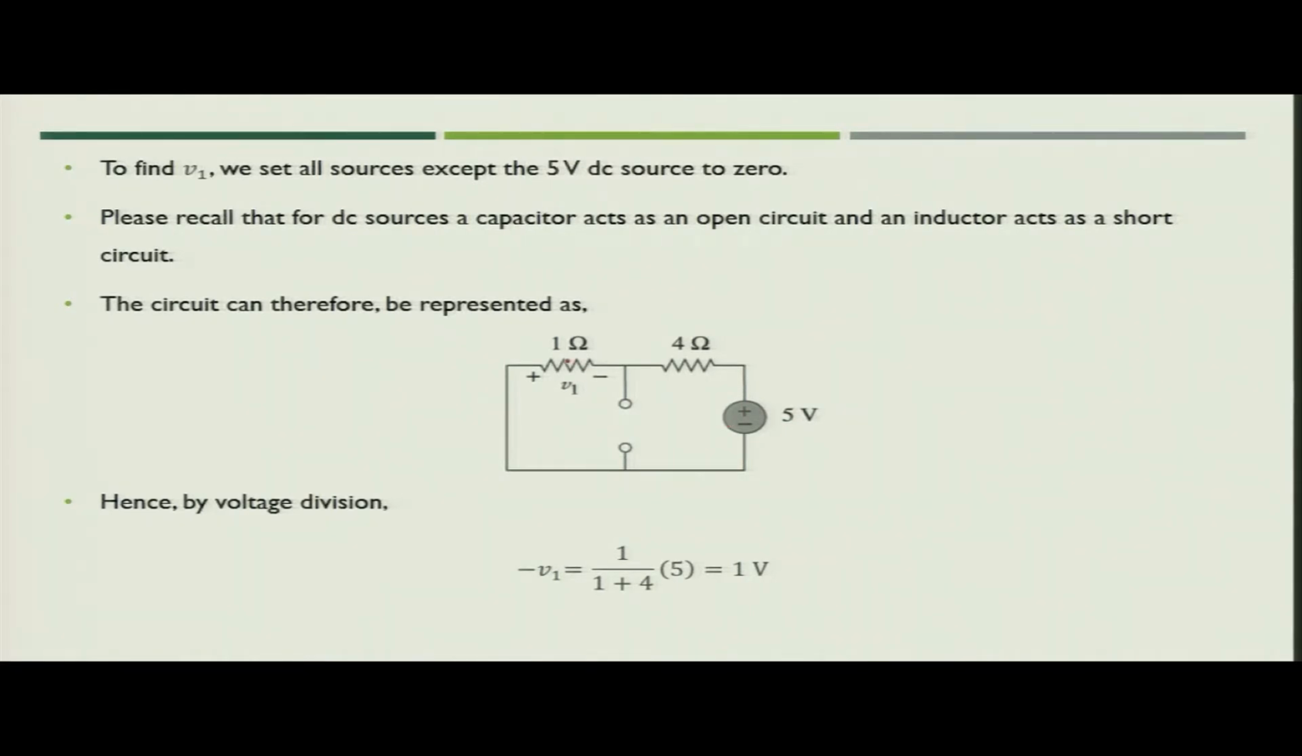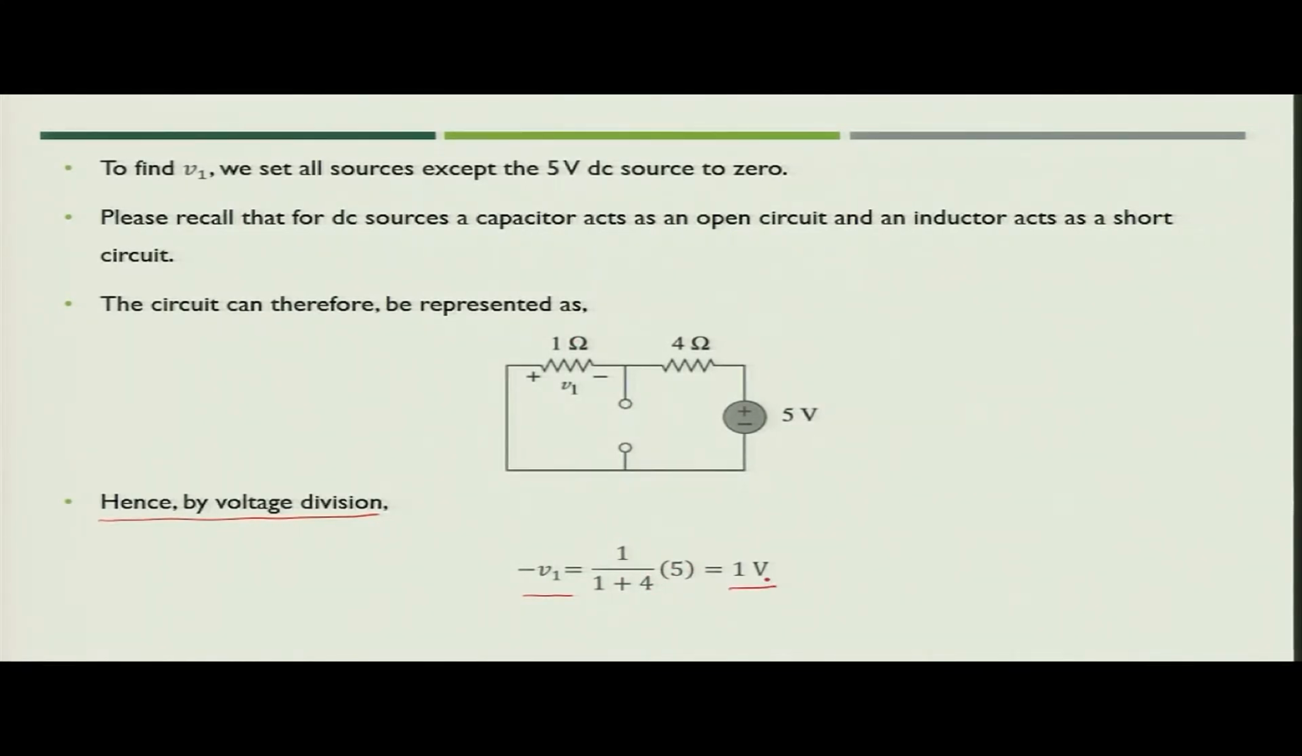Now, what we have to do is find the voltage across the 1 ohm resistance. So, we can utilize voltage division. Here the direction of voltage is opposite. So, we will say this is minus V1 equal to 1 upon 1 plus 4 into 5 volt.